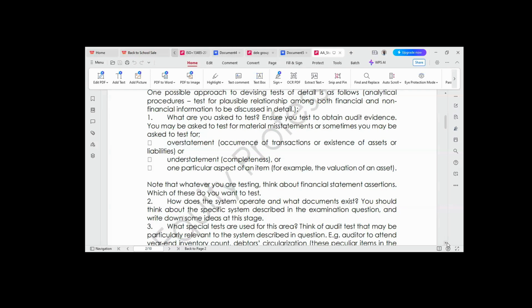How do you verify your accounts receivable? You perform what we call debtor circularization. You circularize your debtors and confirm whether those figures tally with what you have on the system. These are some of the things that you will be doing when you are carrying out tests of detailed transactions.